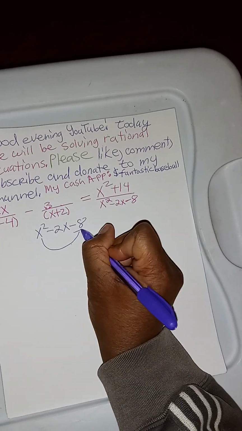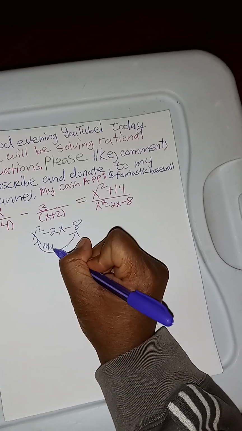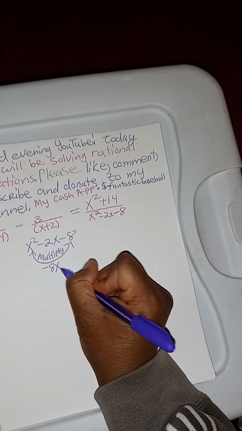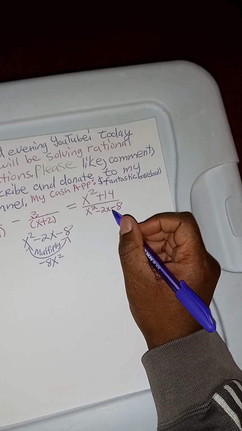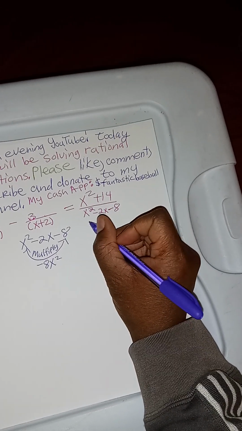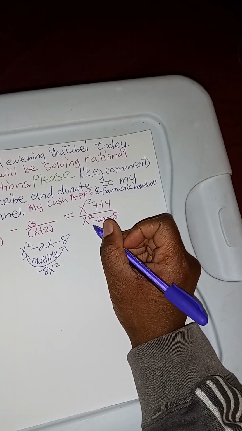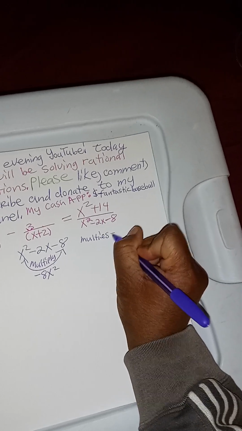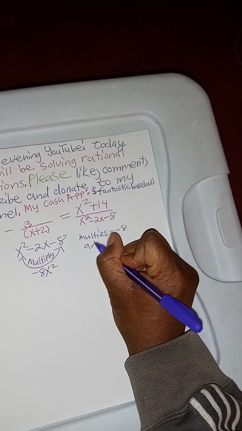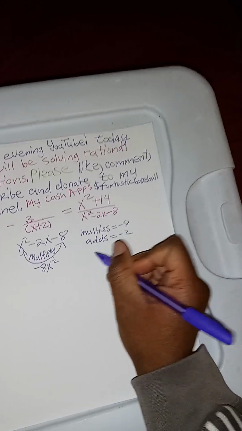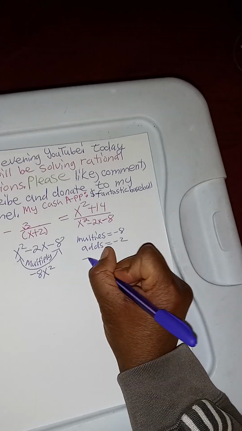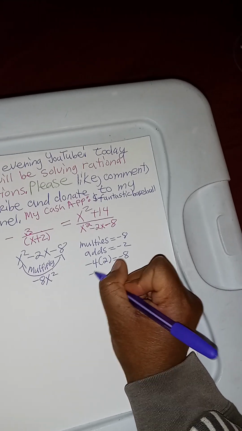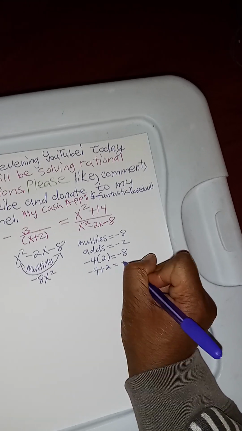So we want to multiply the first and third terms, and we will obtain negative 8x squared. So what multiplies to equal negative 8 and adds to equal negative 2? Well, we have negative 4 times 2, that is negative 8, and negative 4 plus 2 is equal to negative 2.